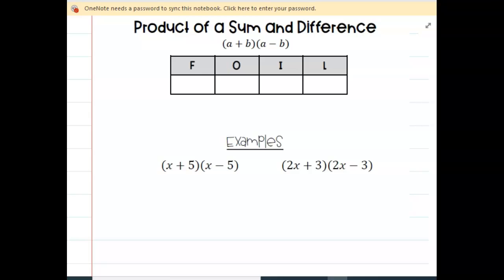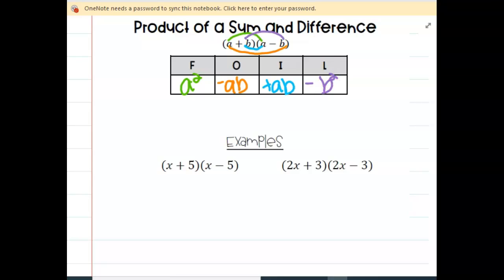So if we talk about what happens here with the FOIL method, the F would be first. So you would take a times a, which is a squared. The O is for outer. So a times negative b would be negative ab. The I is inner. So those inside terms would be b times a. Just for consistency purposes, if we write in alphabetical order, we can flip those around. You don't have to do b times a. We could do plus a times b. And then the last one would be a positive b times a negative b. Now, a positive times a negative, it's always going to be a negative, and then b times b will give you b squared.